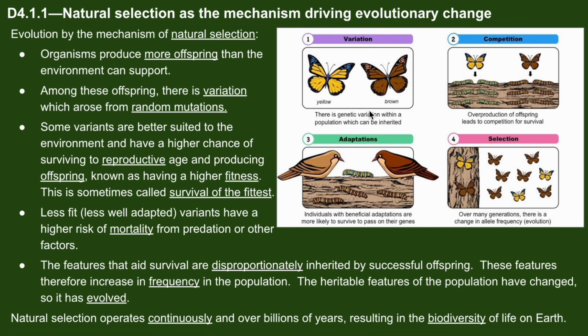So let's walk through this butterfly example. Here's the same species of butterflies by random mutation. Some are yellow, some are brown. This is an inherited variation. It happened due to random mutation. More offspring are produced than the environment can support. Now, these yellow butterflies make green caterpillars, and these brown ones make brown caterpillars. Note that the brown caterpillars have an advantage because they can camouflage in with these brown trunks that they live on, whereas the green ones cannot.